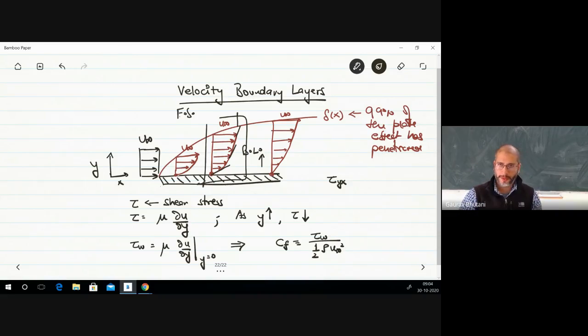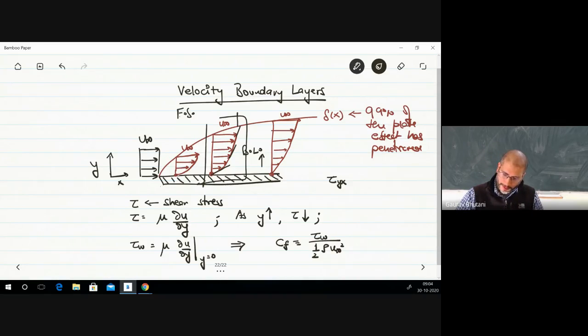So the shear stress is going down as you go up, perpendicular to the surface of the solid. I mean, again, you know these things, but the reason I'm recalling all these things is because we will have a nice parallel between this page and when I draw the same thing for thermal boundary layers.